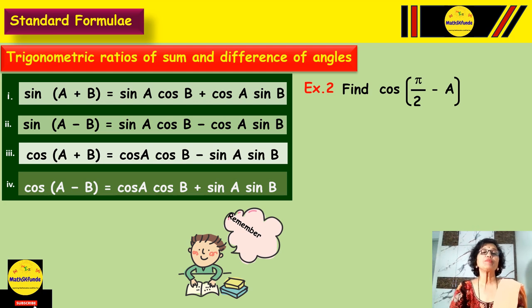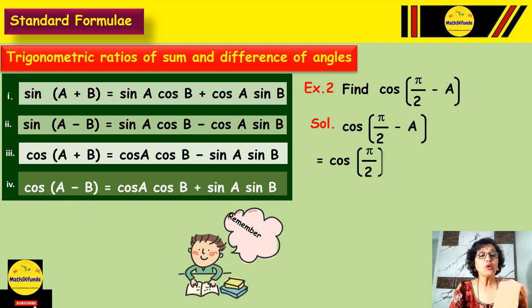I am taking cos pi by 2 minus a, so that at least one cos formula you will be able to use. Now again I will be using the cos a minus b formula. In that, in place of a I will substitute pi by 2, and in place of b I have to write a. So I go for this formula.